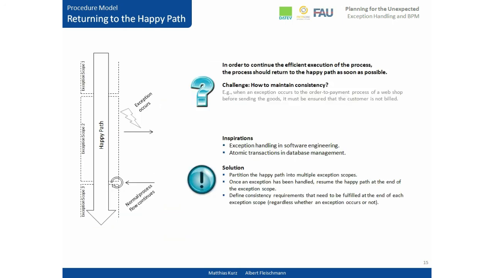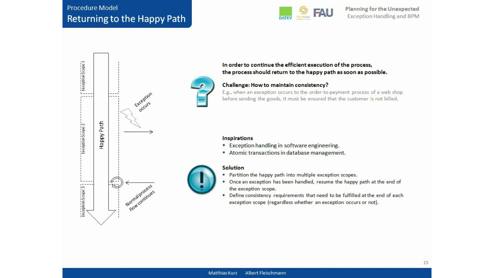And how should that be handled? Well, basically, we propose to partition the happy path into multiple smaller exception scopes. And once an exception has been initiated or handled, the happy path will resume at the end of each exception scope. In order to ensure that consistency is met, think about the example I just gave, which was about the modified order should be consistent to the modified invoice. We have to explicitly define consistency requirements the exception handlers have to adhere to.